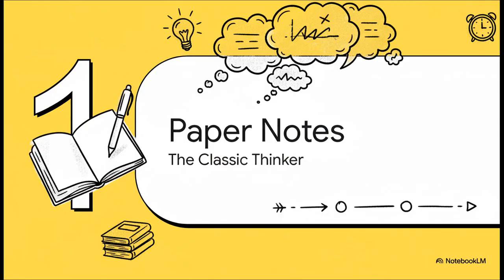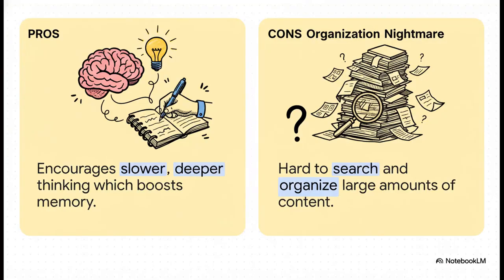Let's meet our first contender, good old pen and paper. We're calling this one the classic thinker, and for a really good reason, you know? This is the method that stood the test of time. So what's really cool here is the science behind this. The physical act of writing is slower than typing. And believe it or not, that's its superpower. That slowness forces your brain to actually process, summarize, and synthesize information as you go. And that leads to way, way better memory retention.